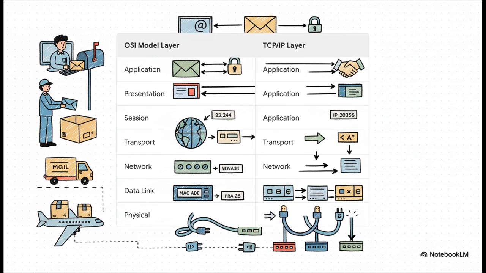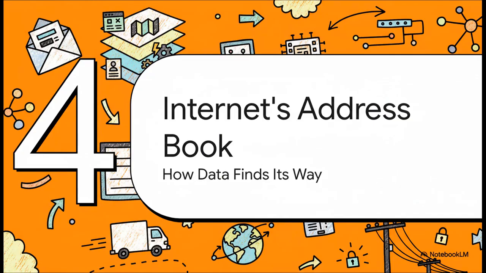So in the TCP/IP model, they basically took those top 3 OSI layers, application, presentation, and session, and just smushed them all together into one efficient application layer. The bottom layers, though, they map pretty much one-to-one, handling the transport, the networking, and the physical stuff just like in the blueprint. All of this, the layers, the packets, the routing, none of it works without one absolutely critical concept: addressing. Just like our good old postal service, the internet needs a totally reliable address book to make sure data gets exactly where it's supposed to go.